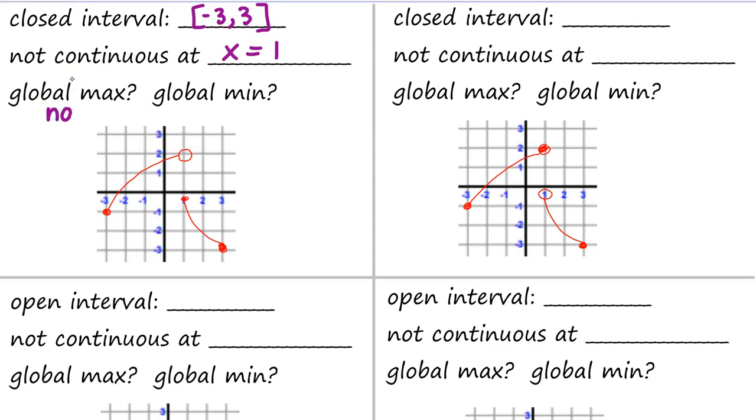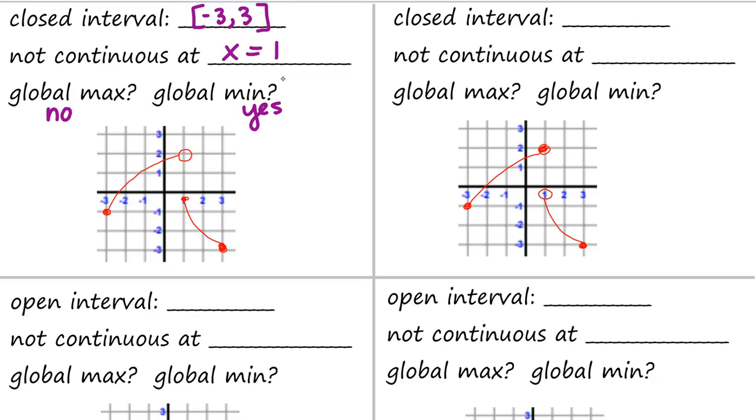Does this graph have a global minimum? Yeah, it reaches this closed circle here, which is at a height of -3, so yes, it does. So here's an example of a graph that does not have both extrema, both absolute extrema. It is on a closed interval, but it's not continuous.